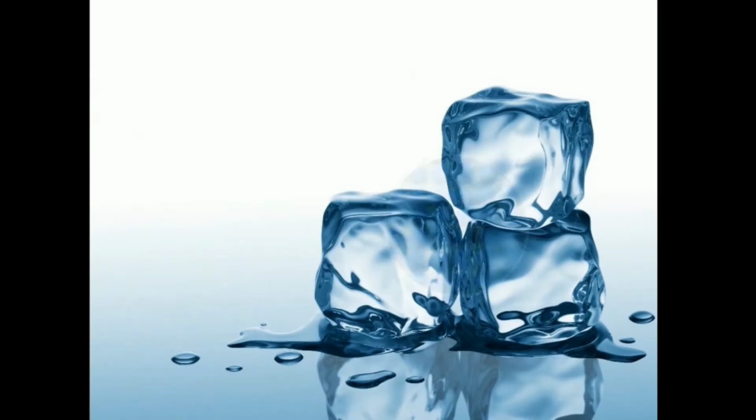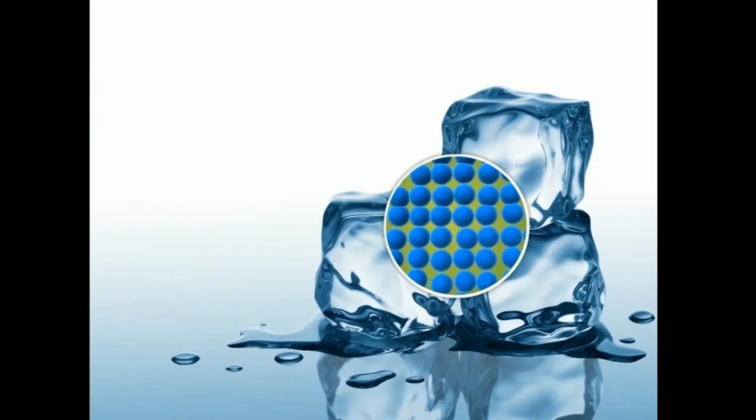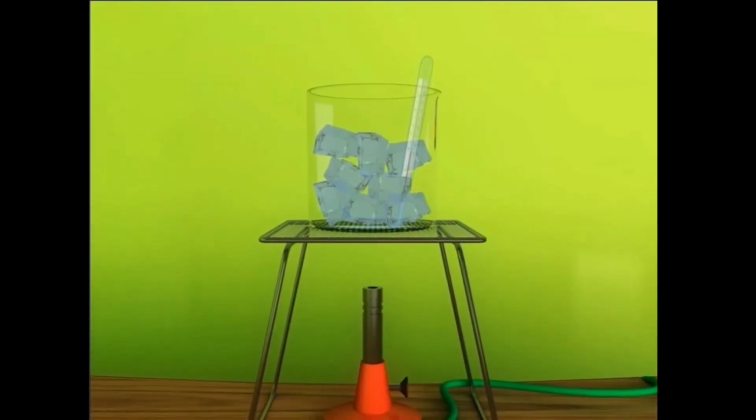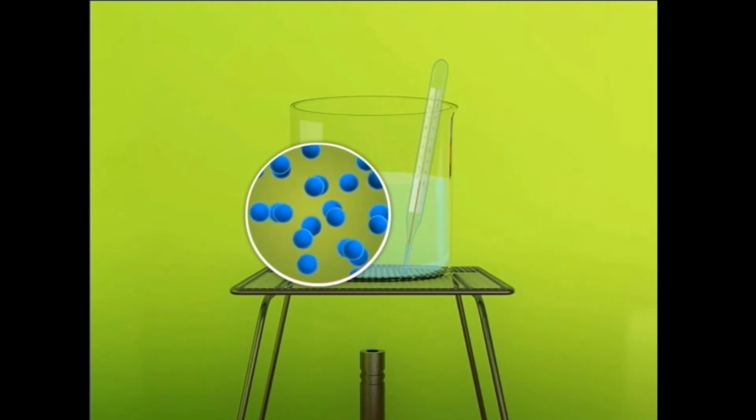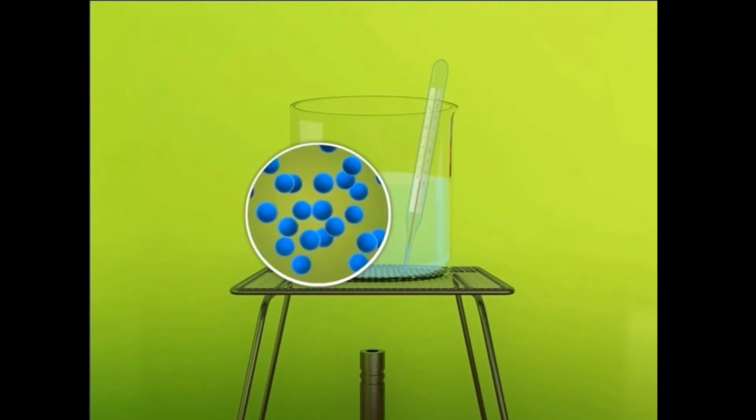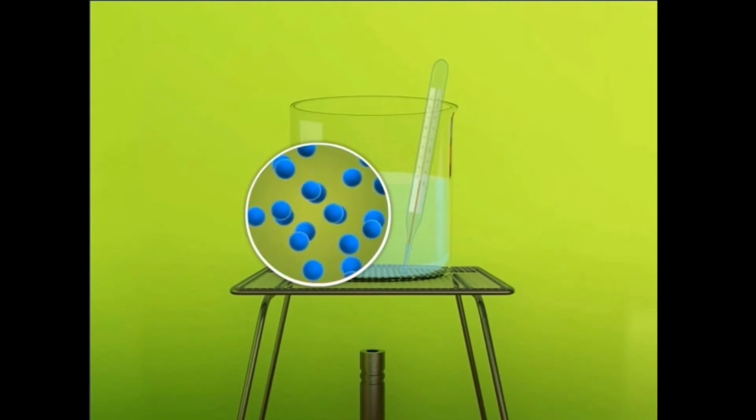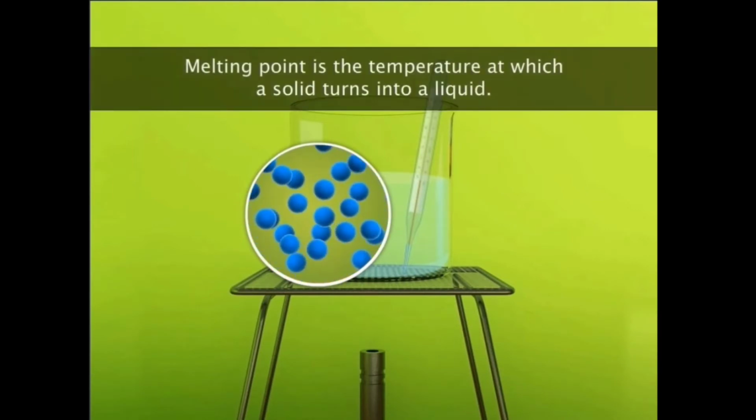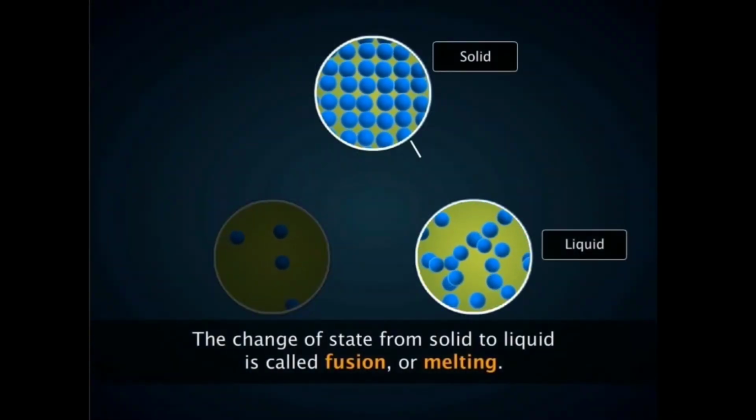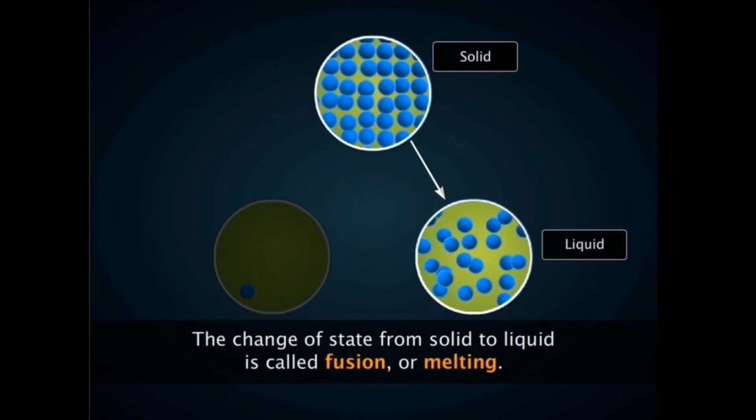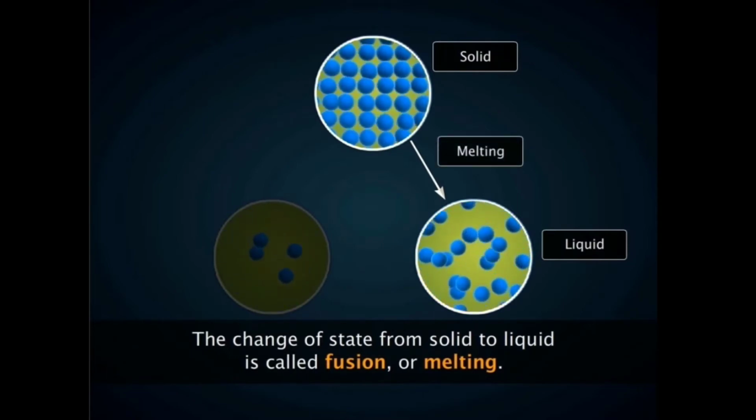In most solids, the forces of attraction between particles are too high to allow much loss of particles from the surface. However, if energy is supplied by heating a solid, the particles gain enough energy to break away from the solid arrangement to form a liquid. The temperature at which this takes place is called the melting point of the solid. This change of state from solid to liquid is called fusion or melting.